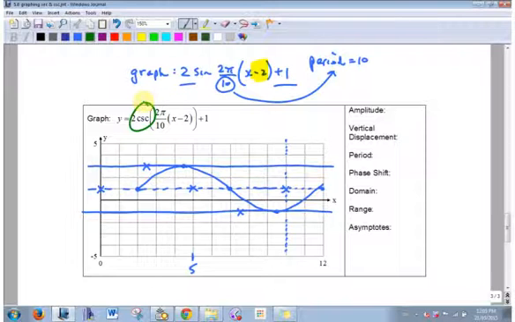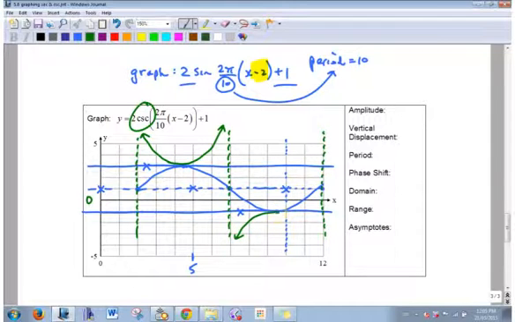How do I graph cosecant? Here's where I have a 0. I know it's not 0, but according to this graph, that's where the 0 is. So flip that one, flip that one, and we're done. Okay, piece of cake.